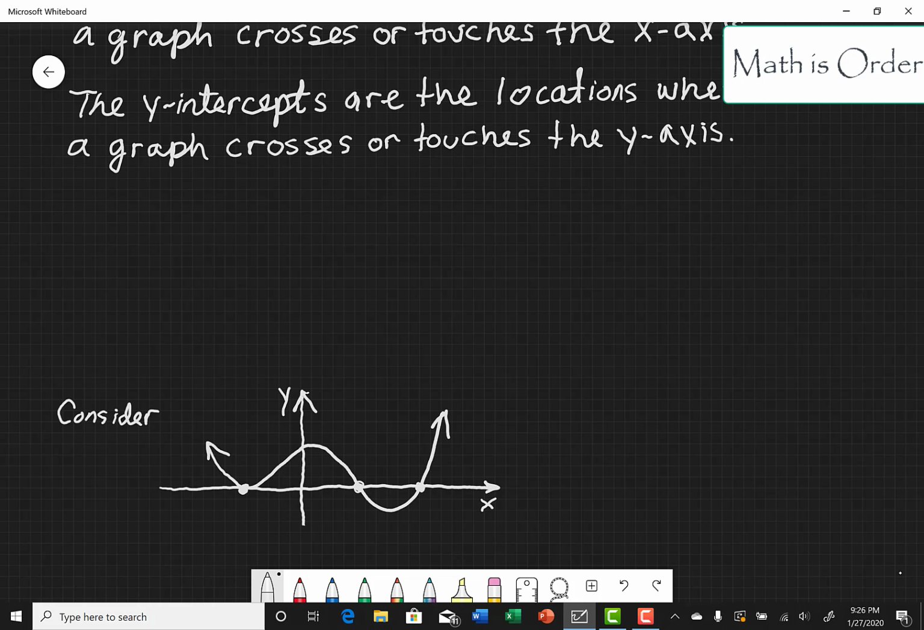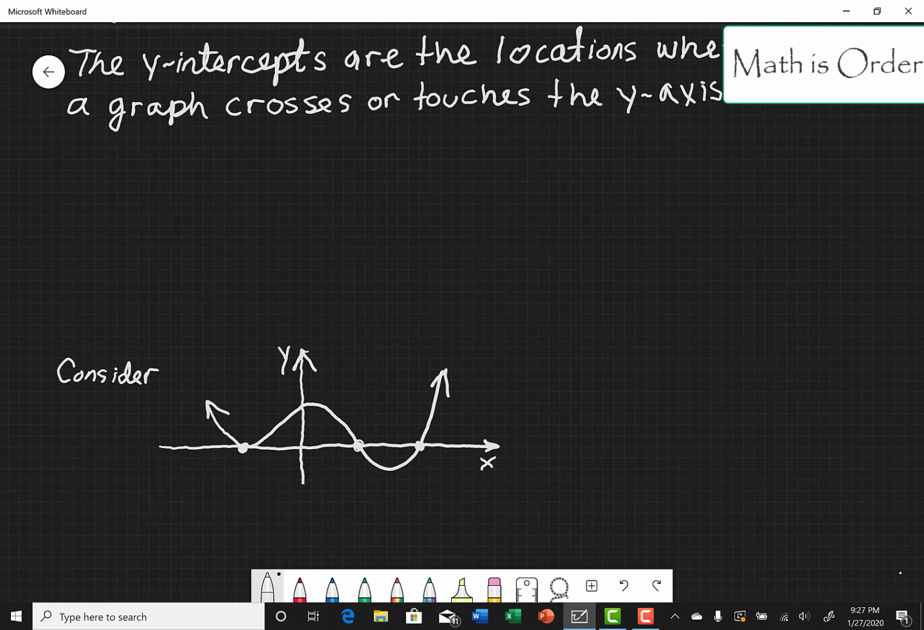So these would be the x-intercepts. This point, and this point. So all of those points are the x-intercepts.